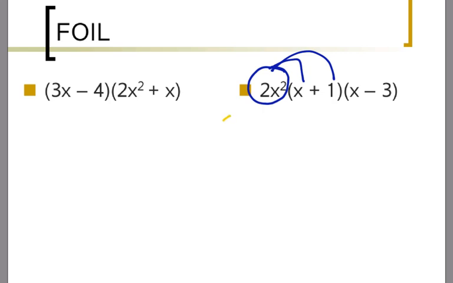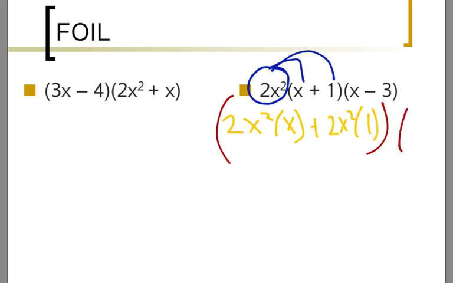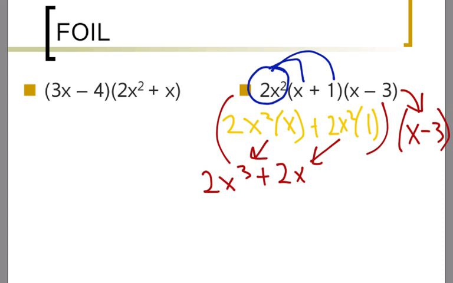So it's just going to rewrite to be 2x squared times x plus 2x squared times 1. Okay? And now that's still being multiplied by x minus 3. The x minus 3 is still coming on over here. So I just need to simplify that a little bit, and that's going to give me 2x to the third plus 2x. Okay, that's what that simplifies to be. And then I'm just going to rewrite my x minus 3 down here again.